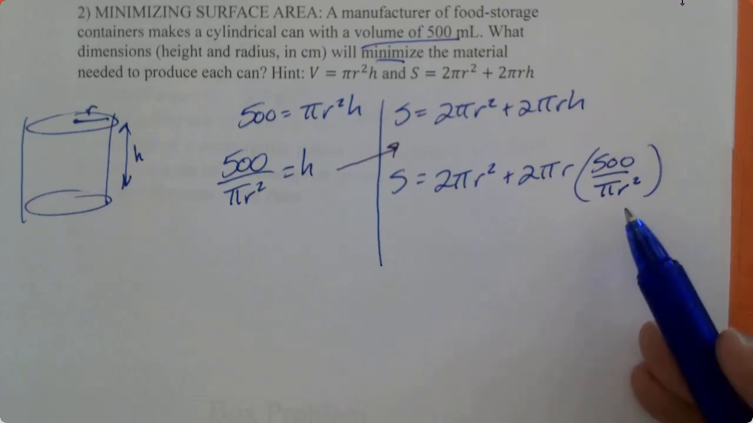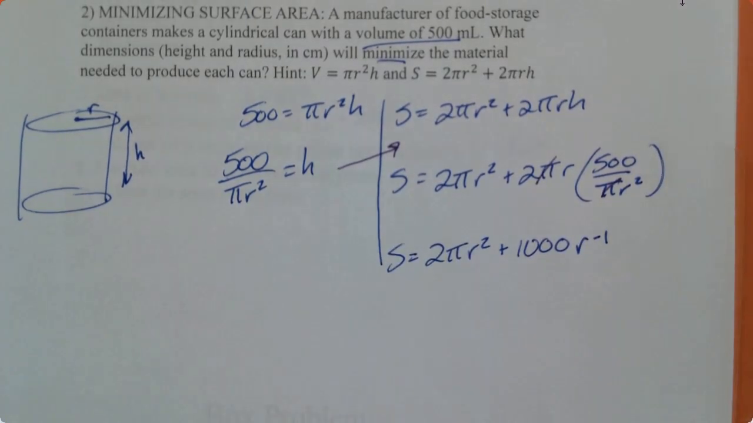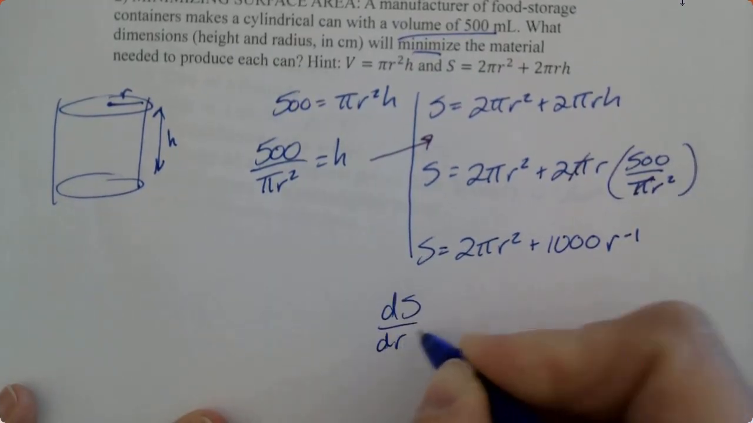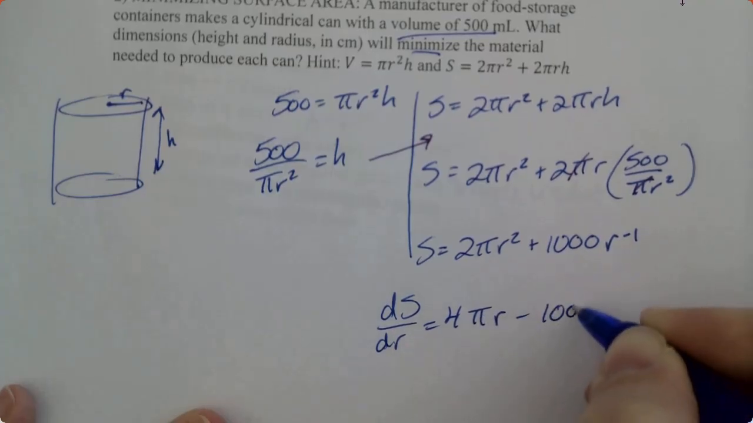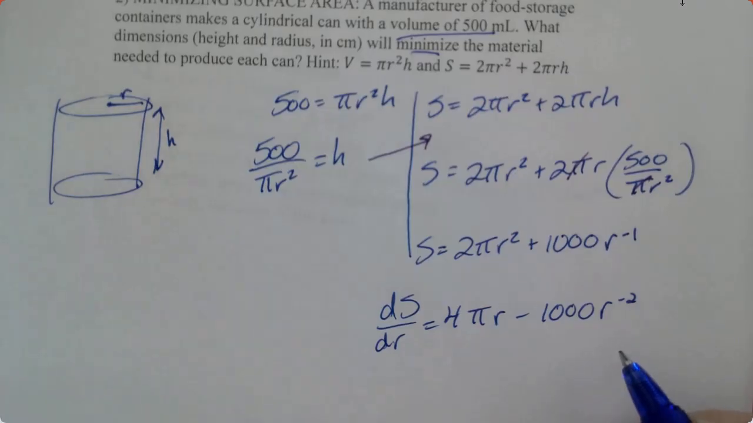But before I do that, let's clean that up a little bit. r to the negative 1, because I'm going to take a derivative in the next step. All right, so you should have gotten, I'm going to call this dS over dr, 4 pi r minus 1,000 r to the negative 2. And what do we want to do with that derivative equation? Set it equal to 0.